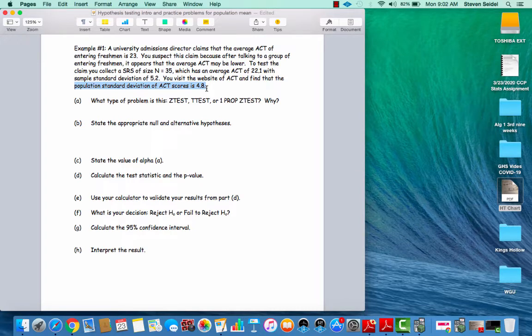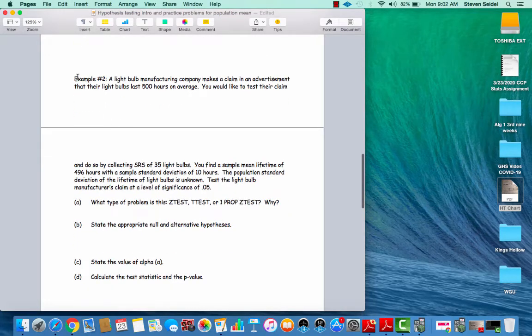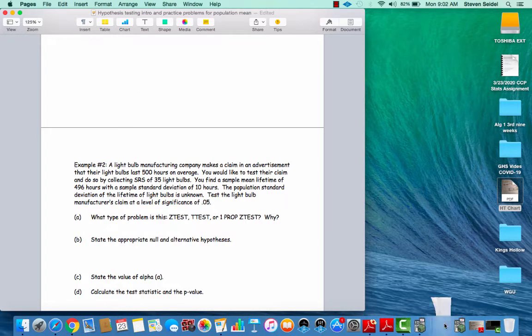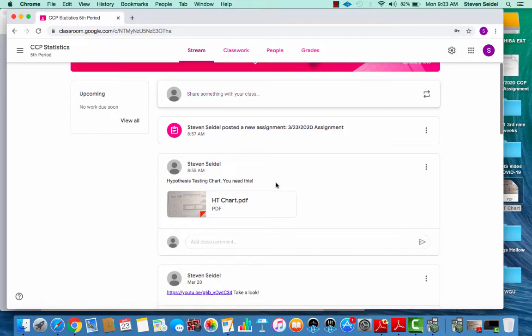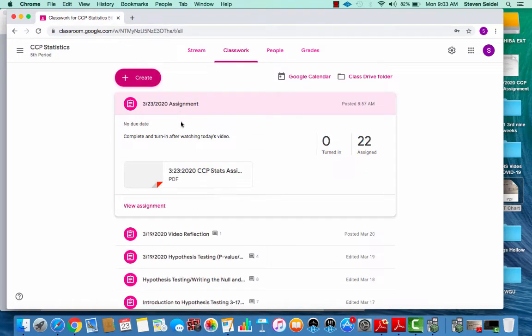I attached the hypothesis testing chart, and I will bring that up on screen as well for this example. In the attached assignment in Google Classroom, you will see that I've already done that for you. So there's your chart. When you go to classwork, there's the assignment. It's in PDF format.